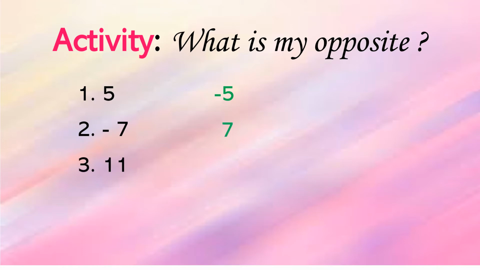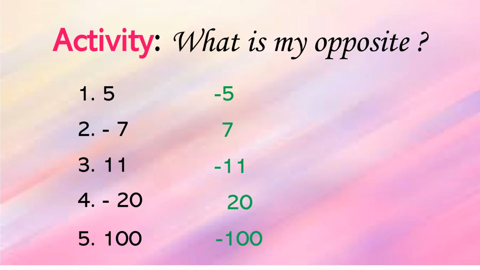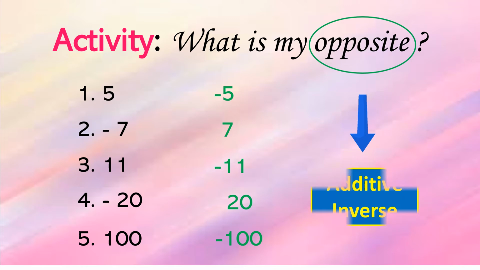Next, positive 11. The opposite is negative 11. Negative 20. The opposite is positive 20. And lastly, the opposite of 100 is negative 100. Take note that the opposite of a number is its additive inverse.